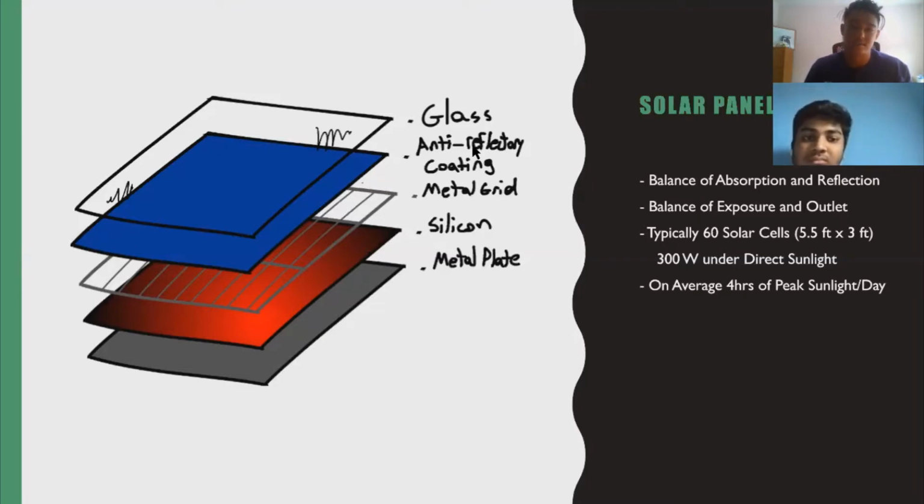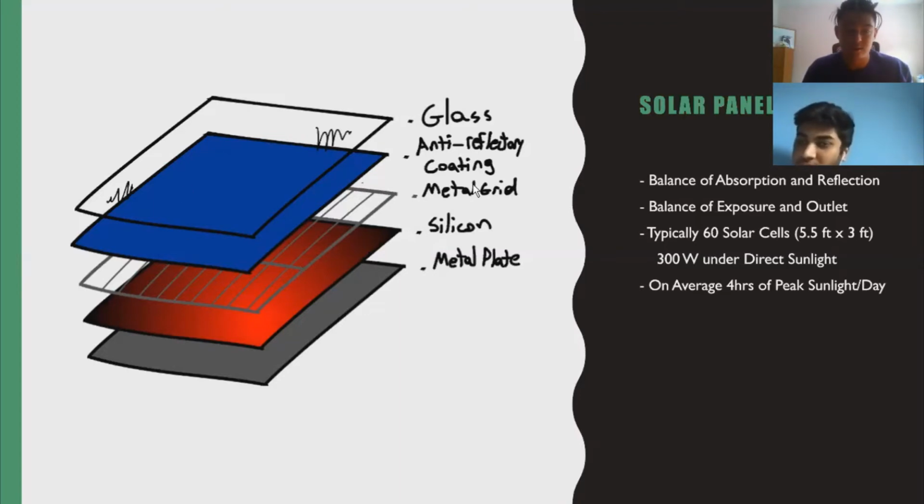And the reason it's anti-reflective is because we want the sunlight to come in and reach the silicon. So what this coating actually does is it reflects the photons on both sides of it. So once it comes in, it just bounces off twice and just keeps going down.